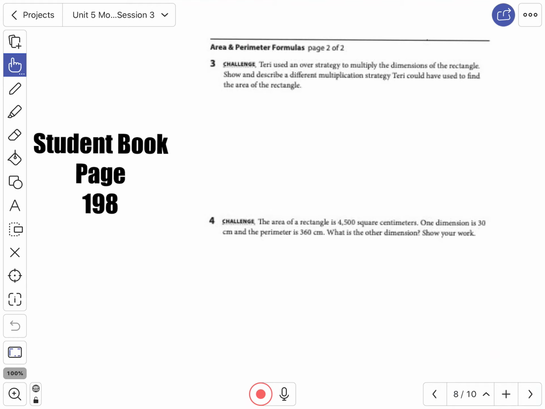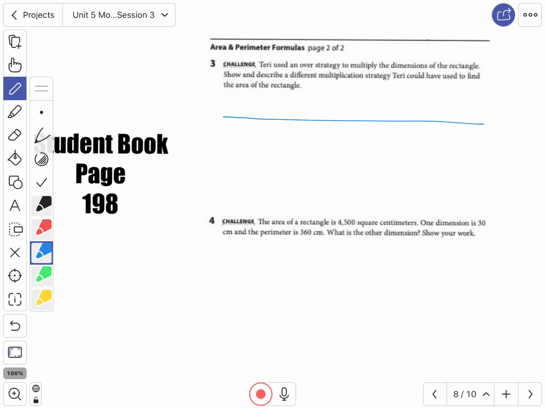Okay, student book, page 198. Okay, Terry used an over strategy to multiply the dimensions of the rectangle. Show and describe a different multiplication strategy Terry could have used to find the area of the rectangle. You can really do this any way that you want to, okay? I'm going to give you just an idea, but you might have a different idea.